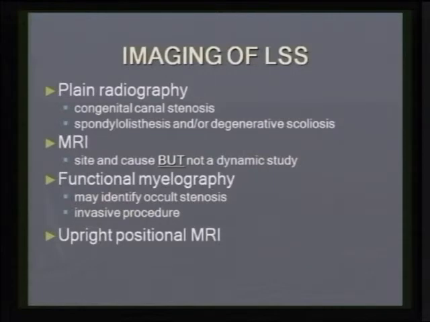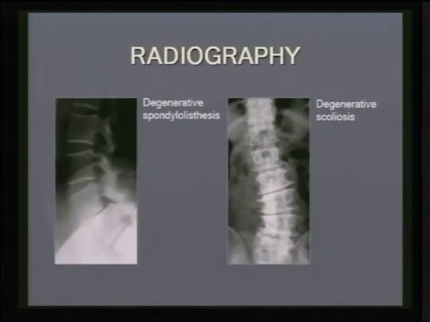We do have access in London to upright positional MR. This is a 0.6 Tesla magnet, and I'll show you some examples of how that can be of benefit in this clinical situation. So what do you see on plain film?